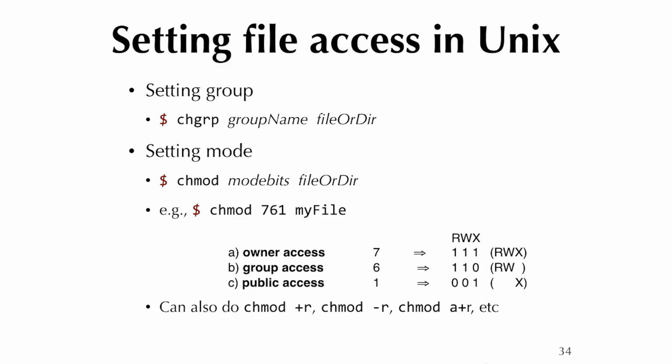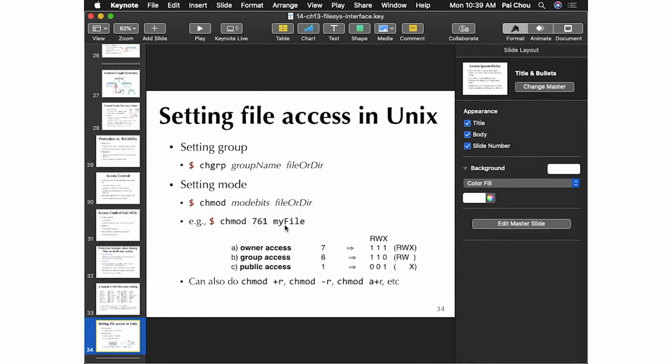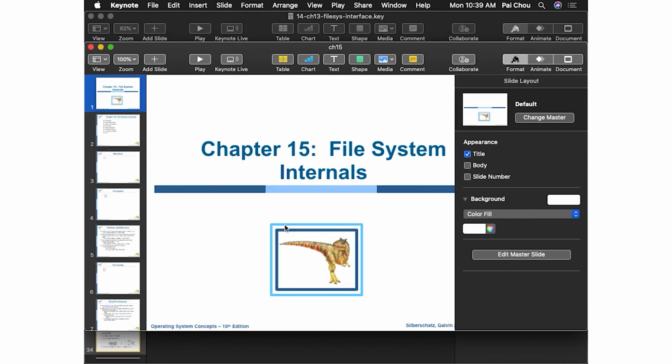Okay, so you can look at chmod. So if you do 761, 7 is 111, so read, write, execute. Set all three. 6 is what? 110, right? So read, write, but not execute. And what's 1? So 001. So no read, no write, but execute, right? Okay, so that is the file system interface.